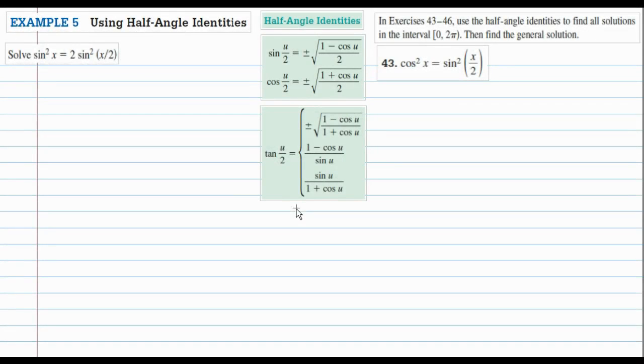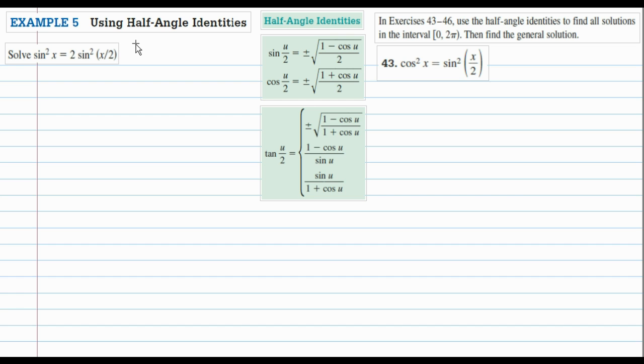This is the screencast for section 5.4, example 5. We're going to use half angle identities. Now if you remember, double angle identities look very similar to this. Now these are half angle identities and they have a square root around them. Maybe you can figure out how those are related on your own.